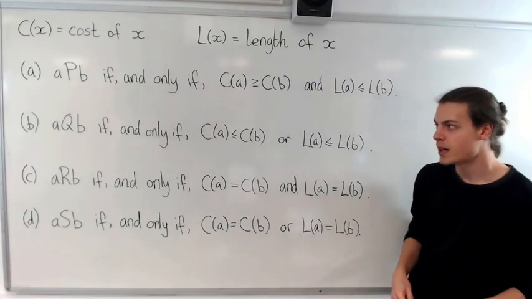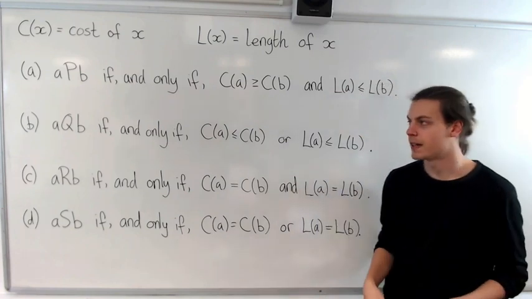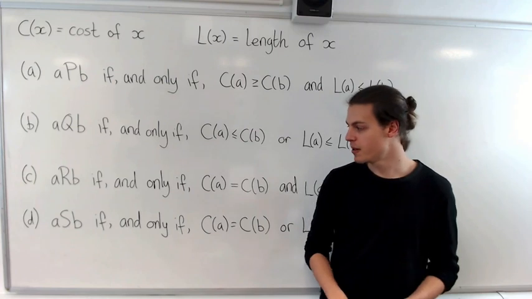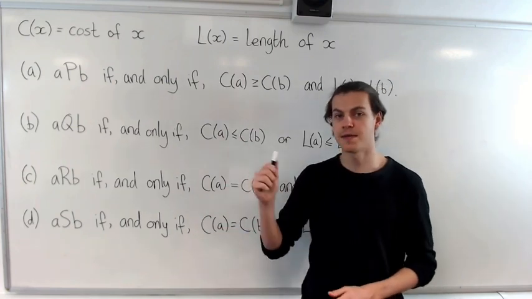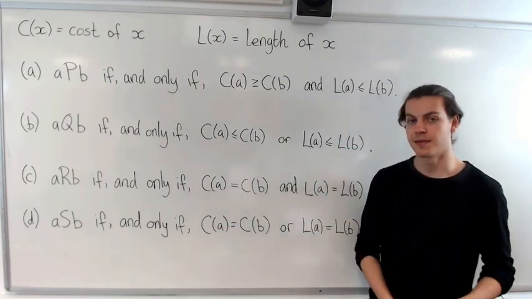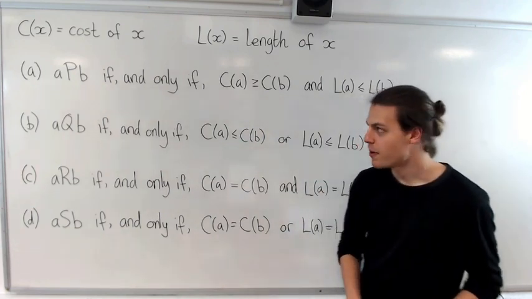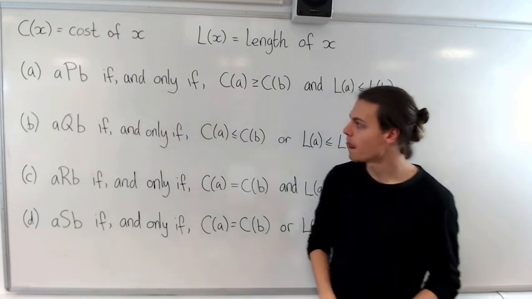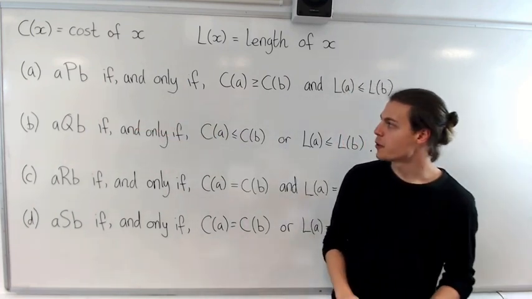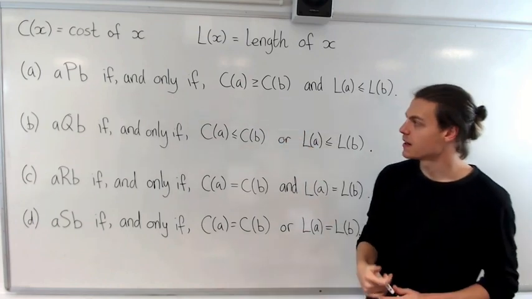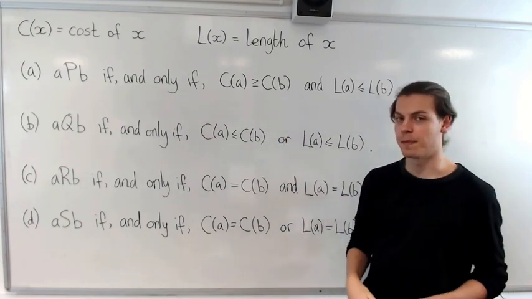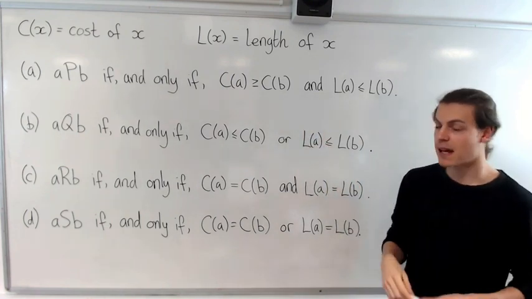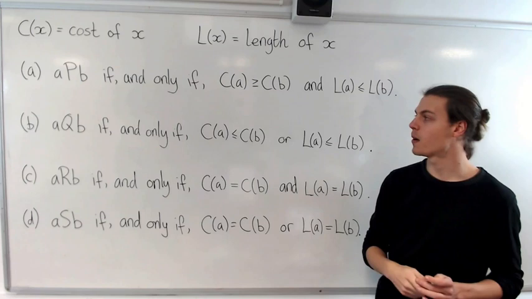In this exercise, we consider 4 relations defined on the set of books. Our task is to determine if each relation is reflexive, symmetric, or transitive. Let's start with the relation in A. A is related to B if and only if the cost of A is greater than or equal to the cost of B, and the length of A is less than or equal to the length of B.